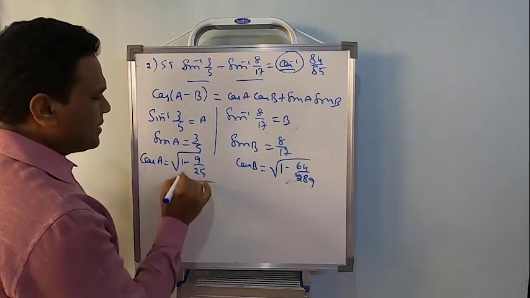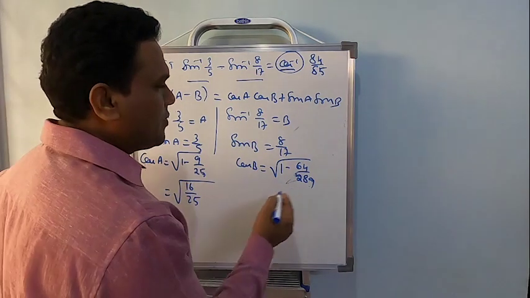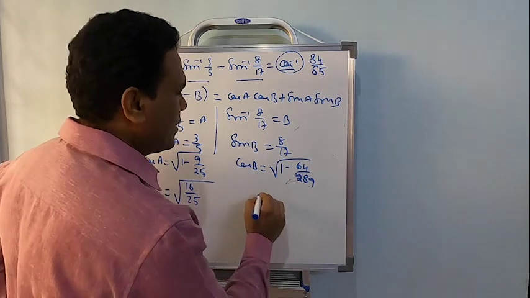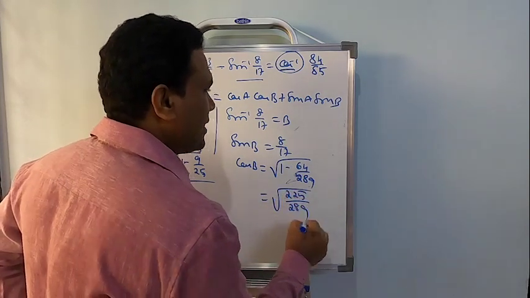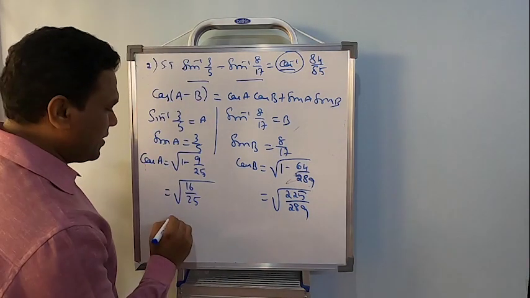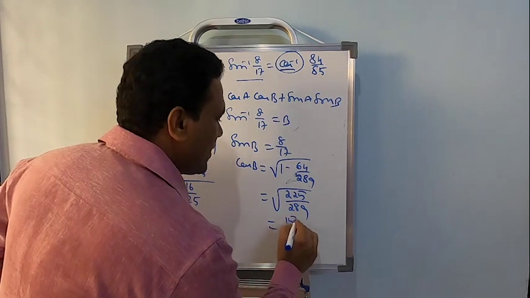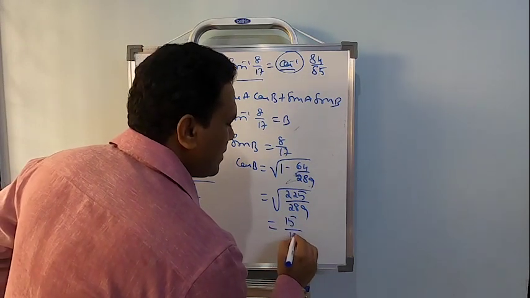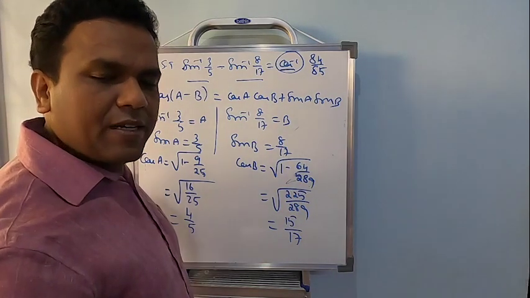So let's go for the LCM. That's going to be 16 by 25, and how much will this be now? 225. Okay, so this is going to be 225 by 289. So let us take LCM and simplify. LCM is over. Now this will be 4 by 5, and this will be 15 by 17. That's okay, right? Now I got the value of cos A, cos B, and sin A, sin B.